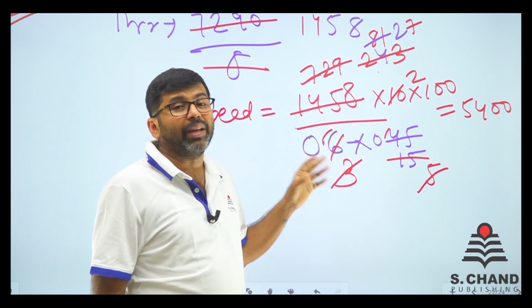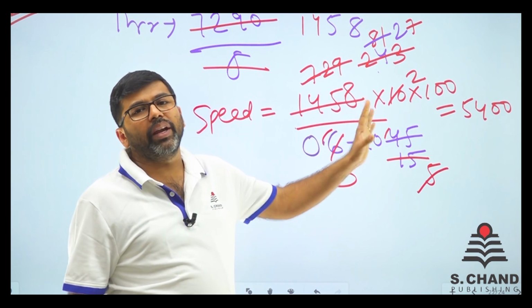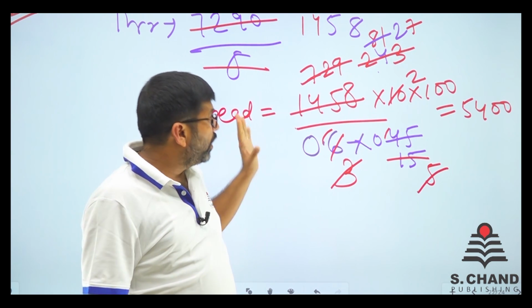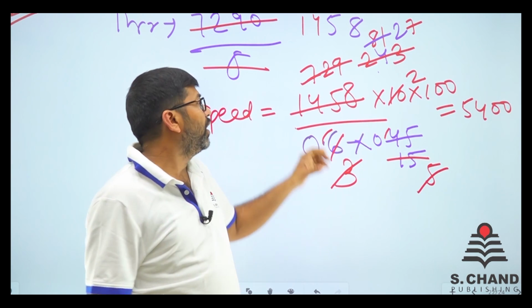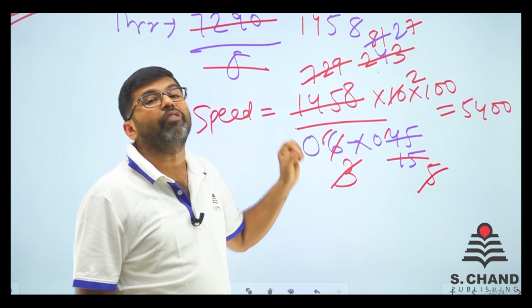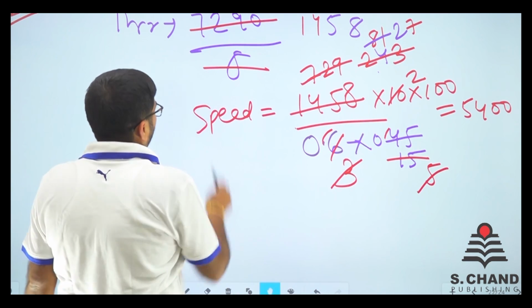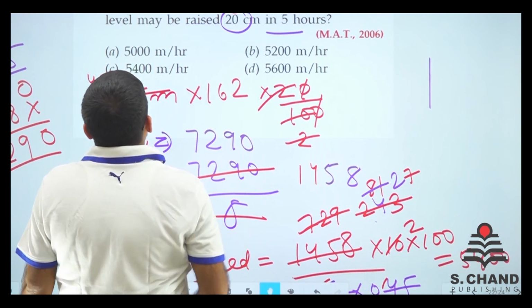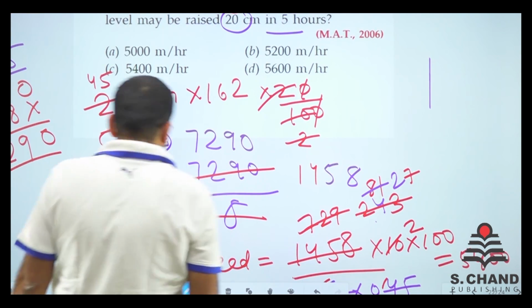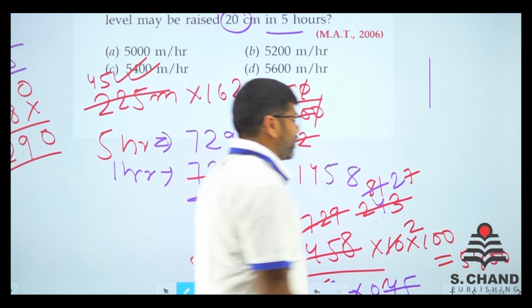So you can imagine in the examination what you need to do is just calculate easily all the things. If you will calculate these things easily, you will get to know that each and every calculation can be done very simplified way. So we got 5400. Is there any option like 5400? Yes, we have 5400 meter per hour. Here we go. So we move on to the next question.